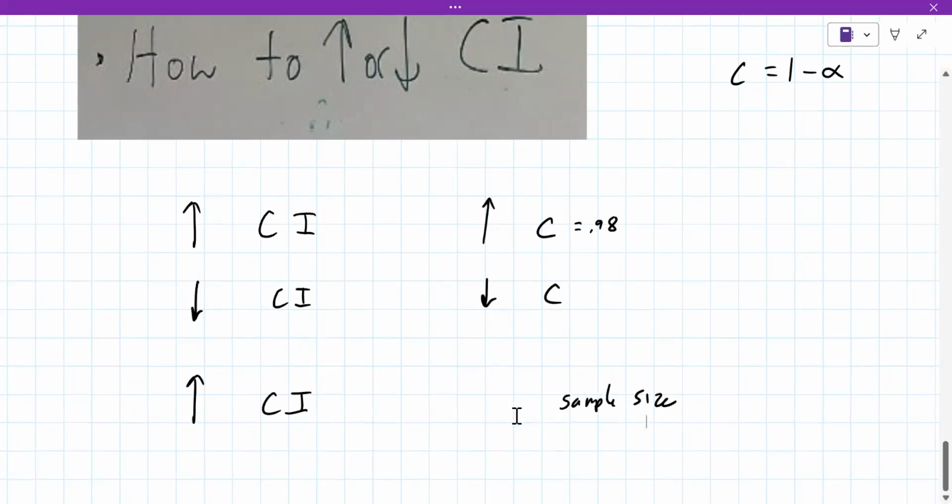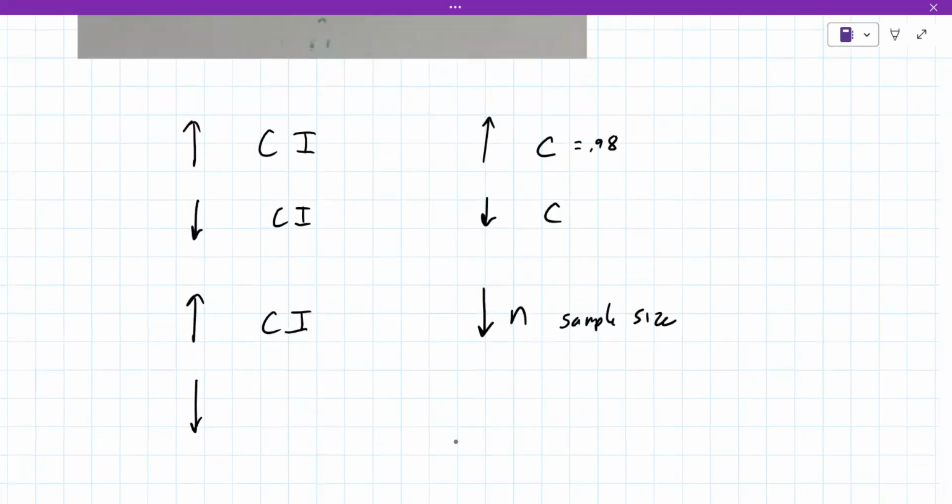Now, when N increases, I don't know if you remember this, this is the one that's kind of inverse. These are the ones that are inverse. And so if you want your confidence interval to get narrower, you increase the sample size.